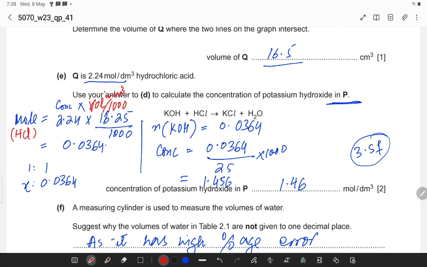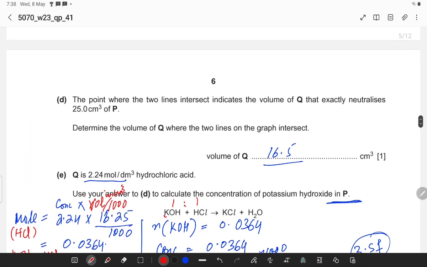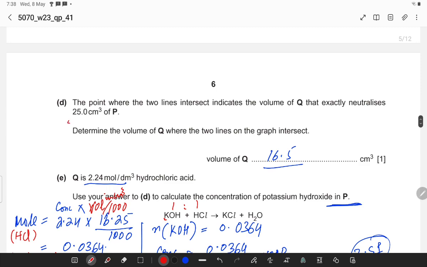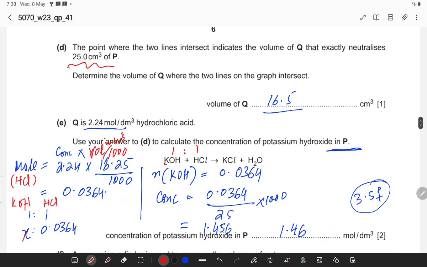0.0364. By using the mole ratio we get the moles of potassium hydroxide. So here is a 1:1 ratio between HCl and potassium hydroxide. So in this way we get the moles of KOH: the moles of KOH is 0.0364. We use 25 cm³ volume of KOH. This is the volume of P used. 25 cm³ of P exactly neutralizes Q.